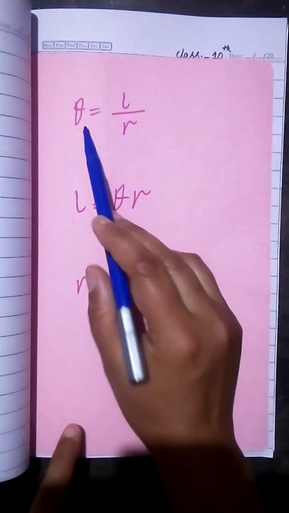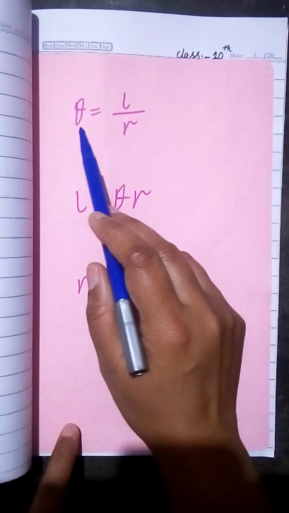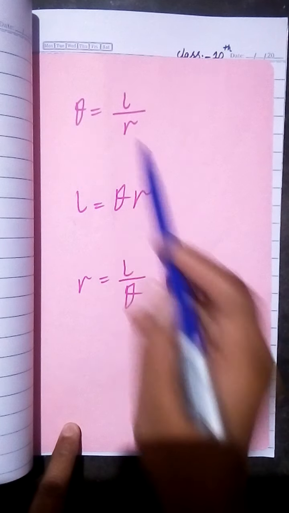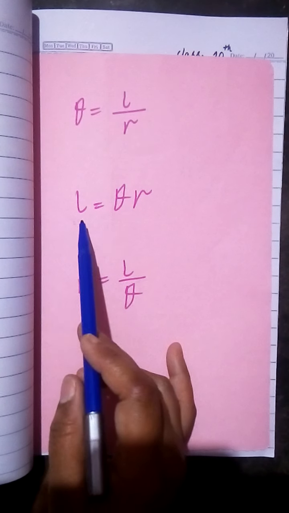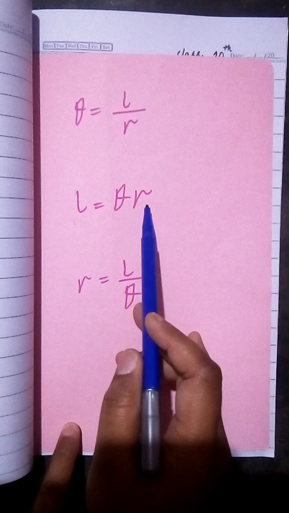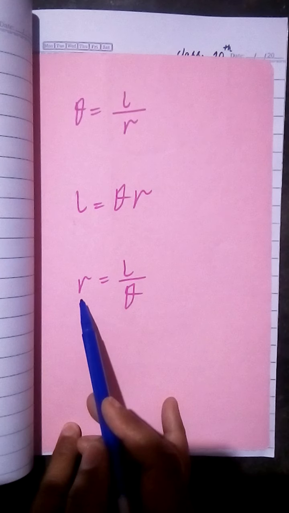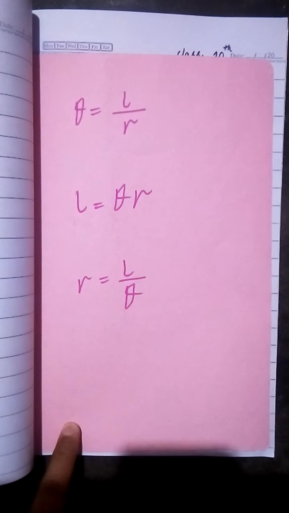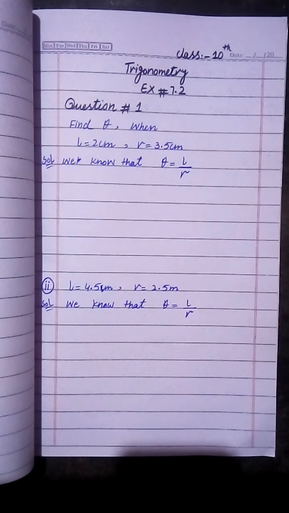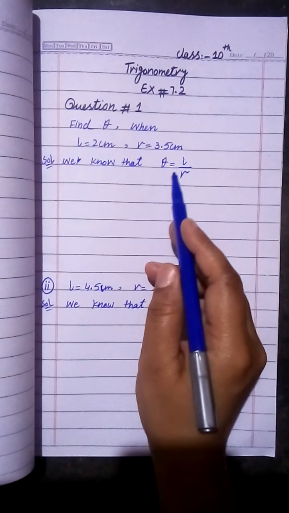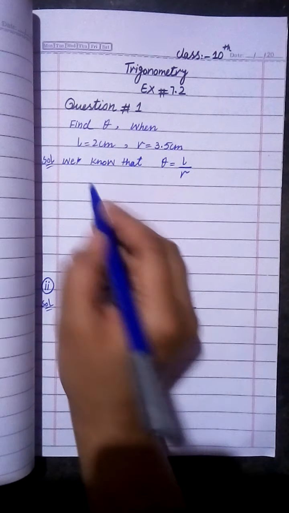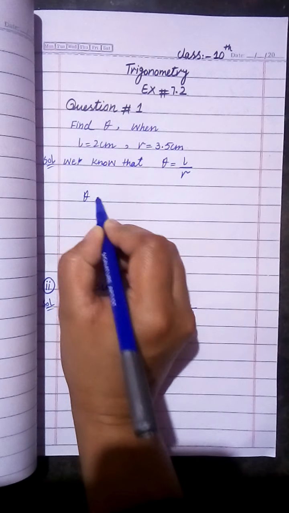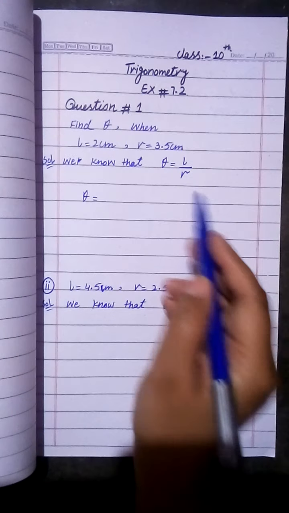Let's see. When you find the central angle, theta equals length by radius. Whenever you have to find length, it equals theta multiplied by radius. Whenever you have to find radius, it equals length by theta. These are the basic three formulas. Now here you have to find theta, so its formula is theta equals length by radius. Theta is always measured in radian form.